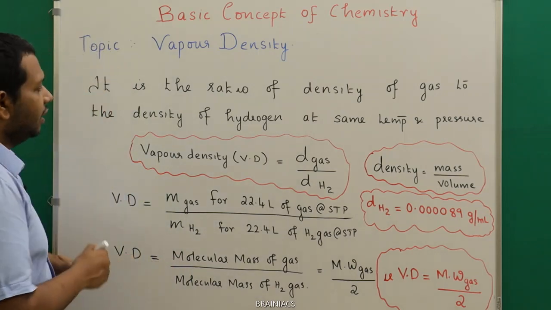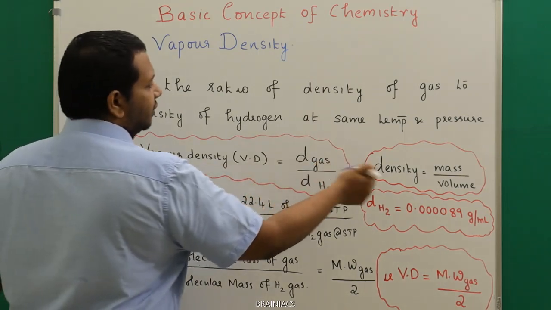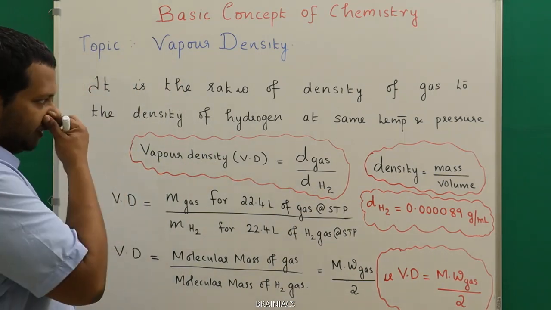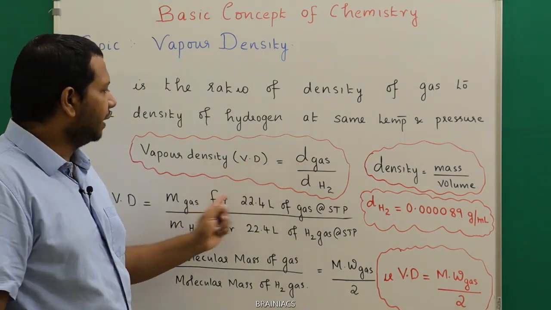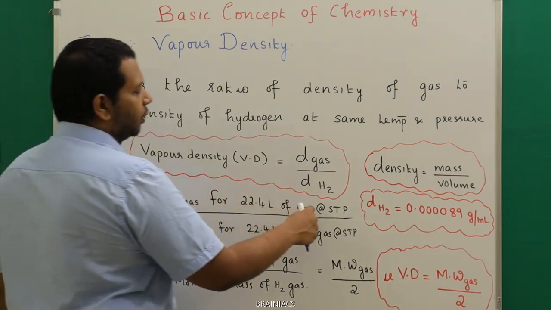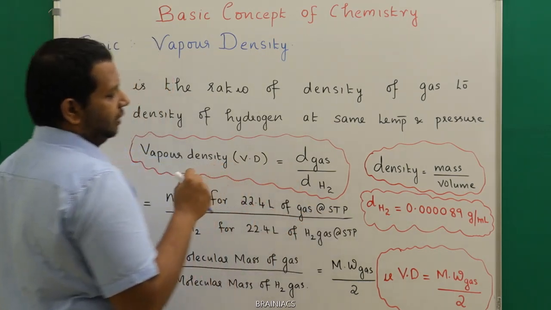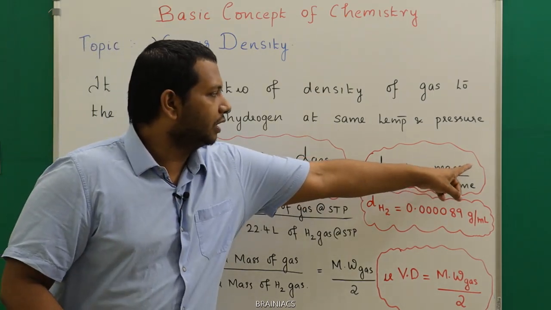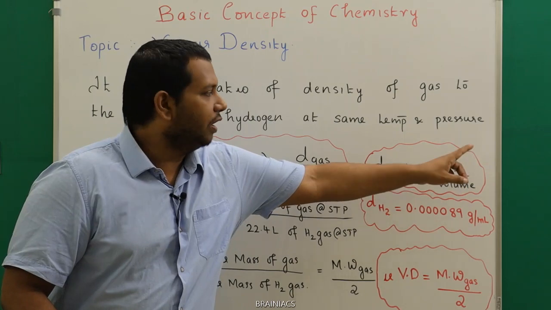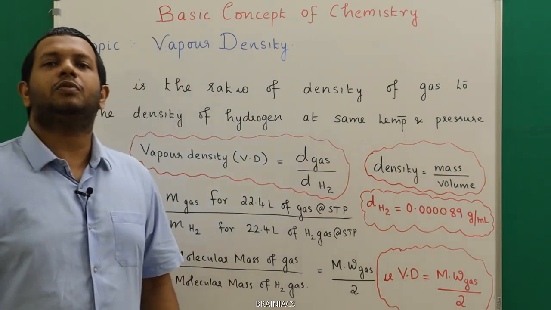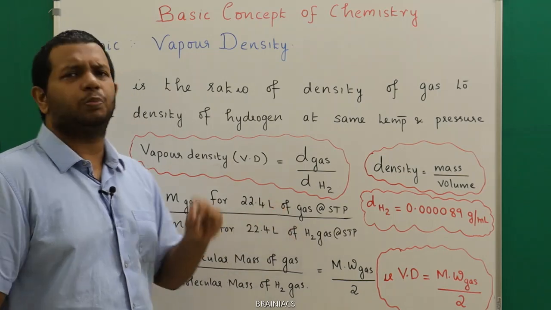Listen here. Now I know that density, the standard definition is mass divided by volume. So I can say the density of the gas can be replaced as mass of the gas for 22.4 liter of that gas at STP. That means I am saying density of the gas as mass of the gas when it occupies a volume of 22.4 liters. Then many students will ask, sir, why you are taking 22.4 liter?